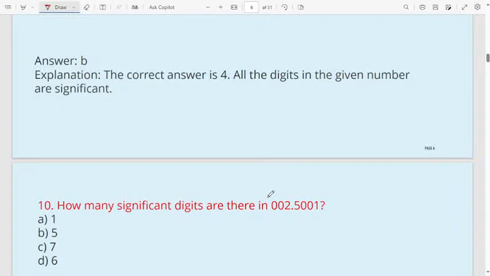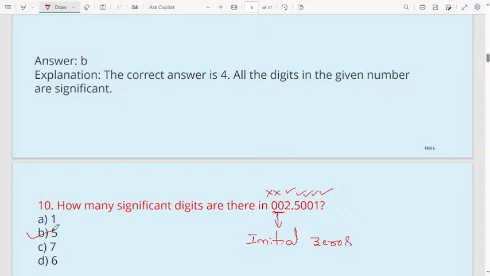Let us move to the next question. How many significant digits are there in 0002.5001? These two initial zeros are not significant. This is significant, this is significant, this is significant, this is significant, this is significant. 1, 2, 3, 4, 5. The correct answer will be option 5.